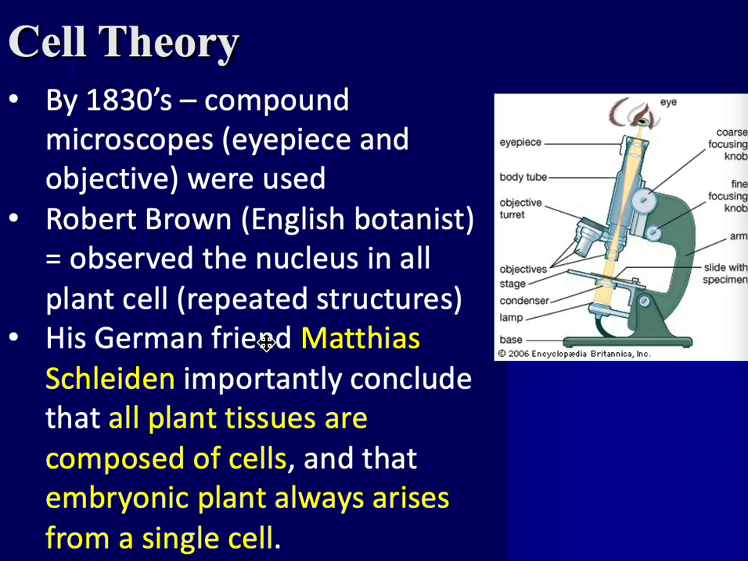His German friend Matthias Schleiden importantly concluded that all plant tissues are composed of cells, and that an embryonic plant always arises from a single cell. So this conclusion over here is actually very important to produce the first tenet of the cell theory. I told you about cell theory briefly before. I'm going to explain a bit more soon.